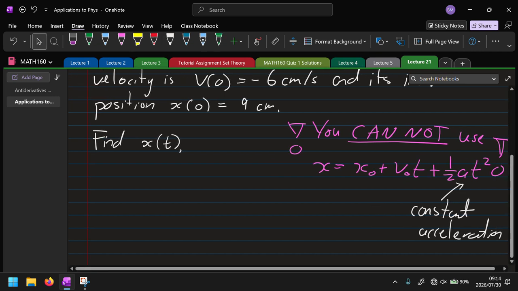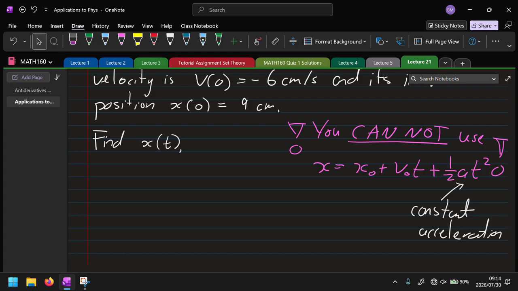Okay, so please make a note. Every year someone decides to use this formula, 5 marks gone. So please make a note. You can only use this formula for constant acceleration. And I'll explain that in a bit. We will derive this formula.